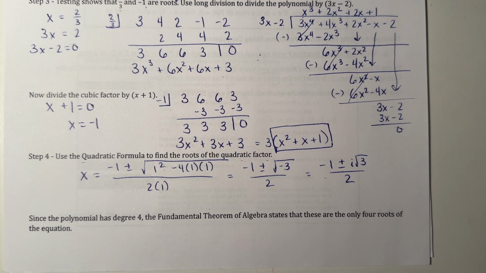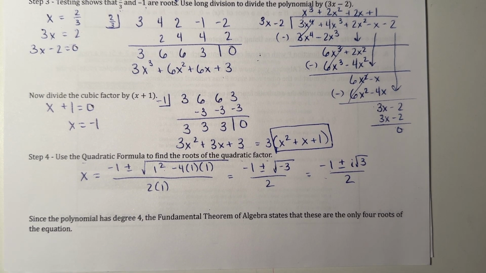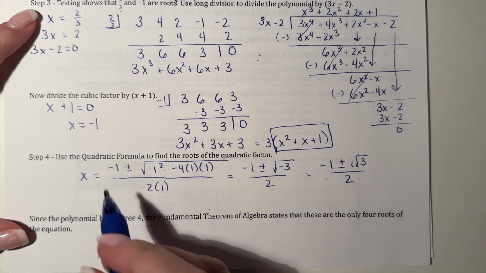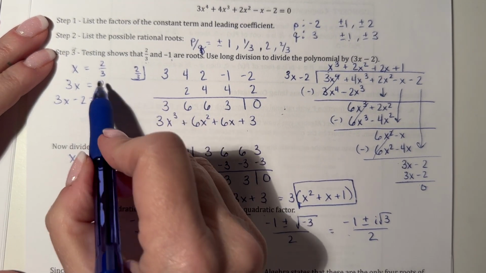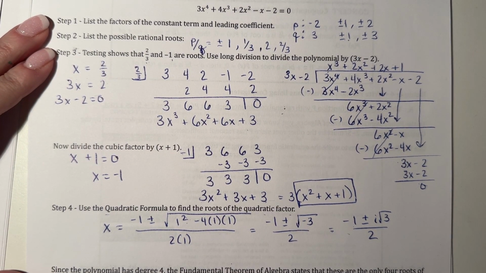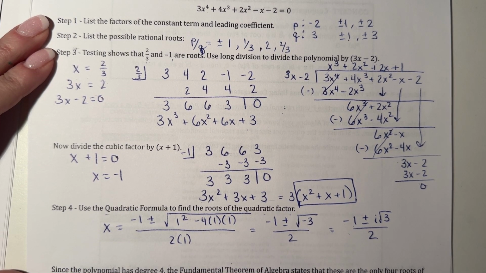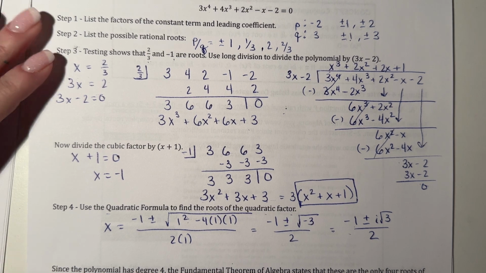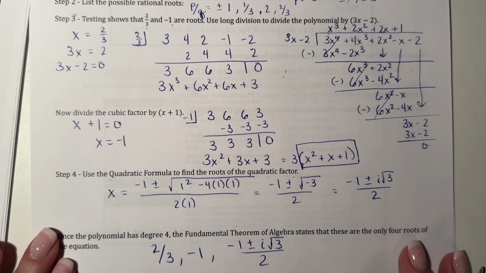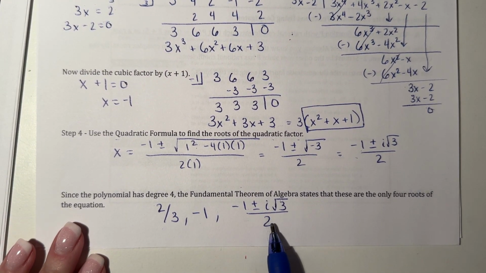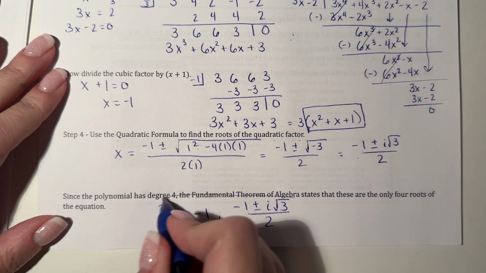Okay, so my fundamental theorem of algebra says that there are 4 roots. Let's find our 4 roots. So first of all, back up here, I have the 2/3. I also have the -1. And now I've got my 2 imaginary roots. So 1, 2, 3, 4. And I have completed my problem. All I did was write them down here.